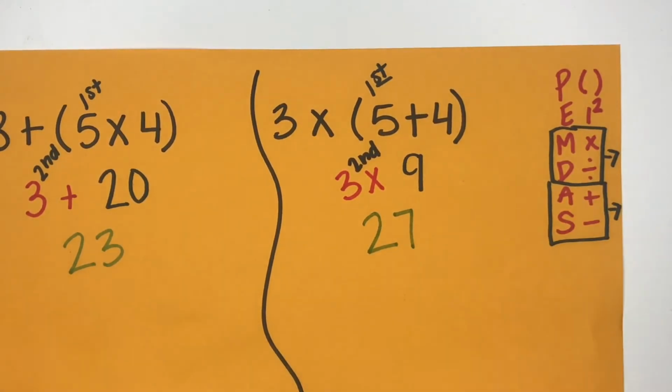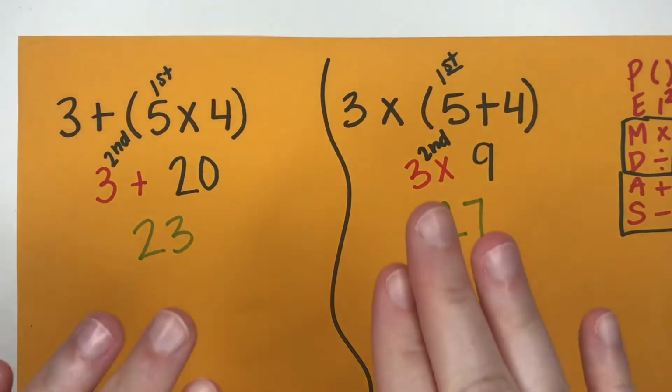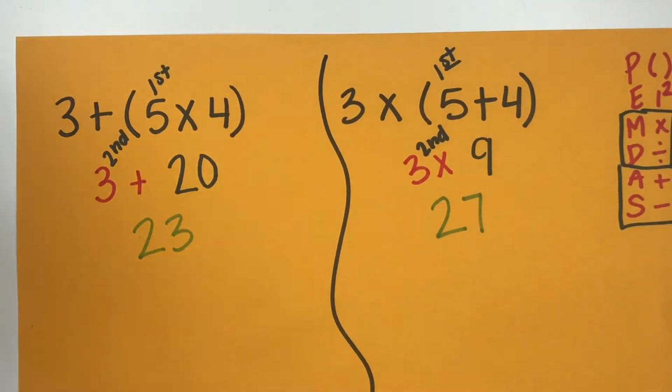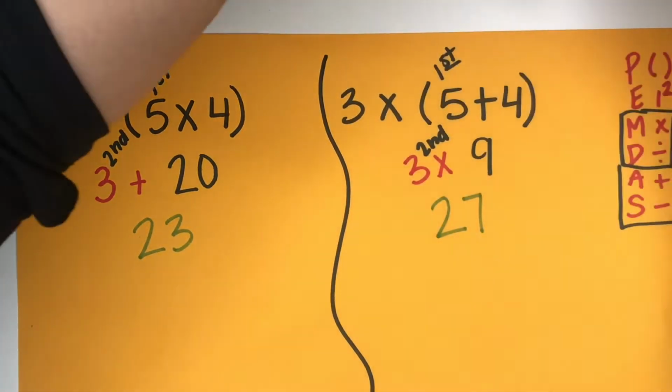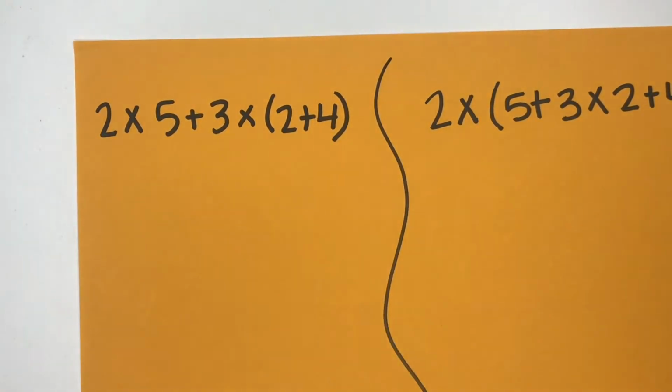So the order of operations allows us to do certain steps first and gives us a different answer to our problems. Similar digits, similar operations, but in a different order, and you get a different answer. All right, so let's look at some other problems here. All right, so a little bit more to work with.